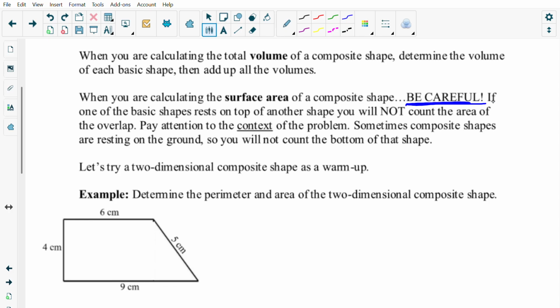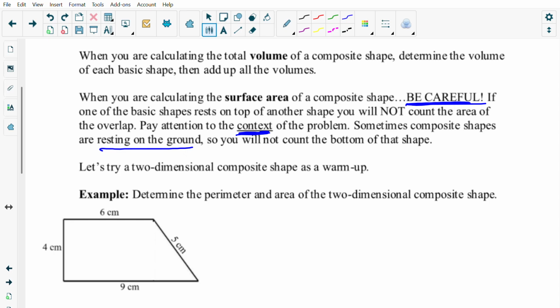Be very careful. If one of the basic shapes rests on top of another, you will not count the area of the overlap at all, because remember, surface area, one way to think about it is: is it covered or can you touch it, right? Pay attention to the context of the problem. What is the problem telling you? Sometimes composite shapes are resting on the ground, so we will not count the bottom of that shape. So common sense things like that. If it's resting on the ground, you won't count that surface area because you can't touch it, right?